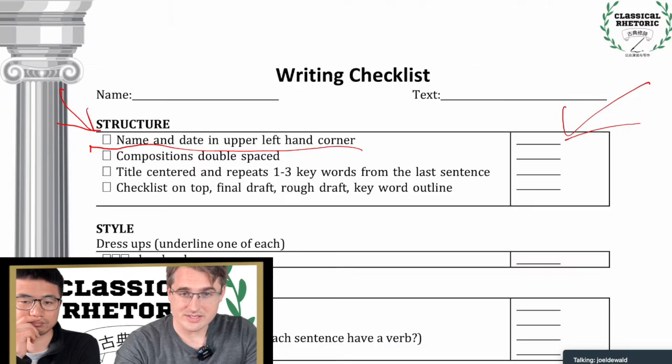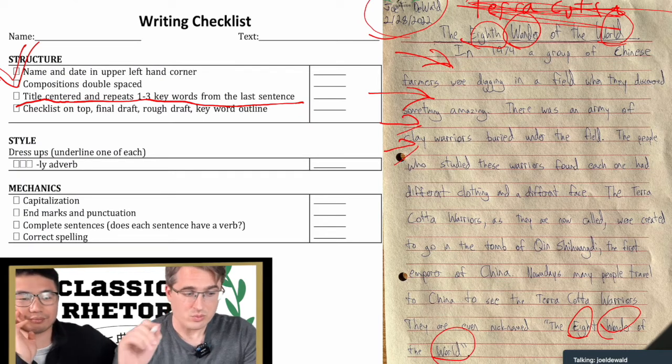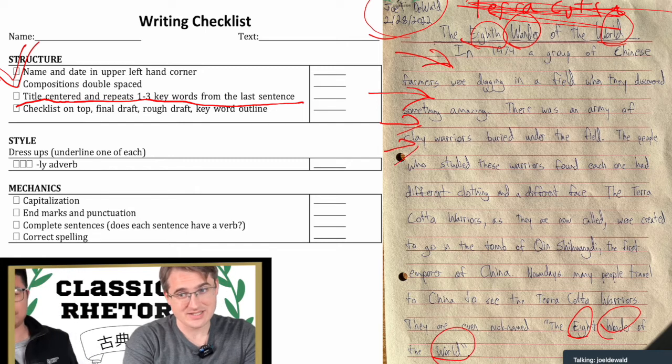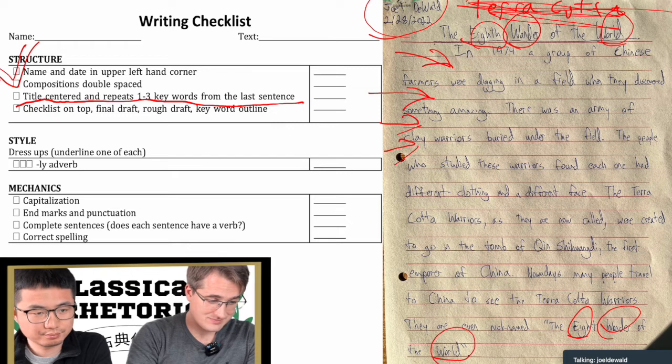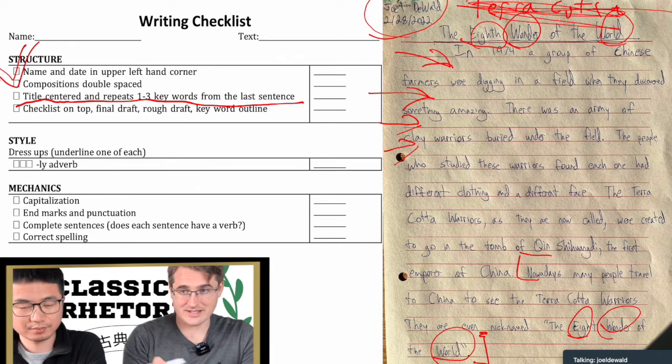So you will do this for scorpions. So write your essay first. When you are finished, go to your last sentence and choose 3 words to make a title. Daniel, can you explain that?